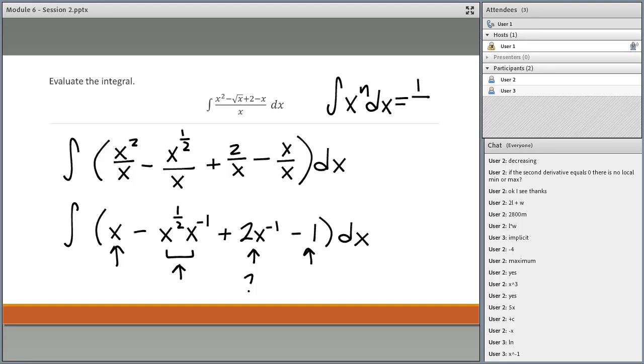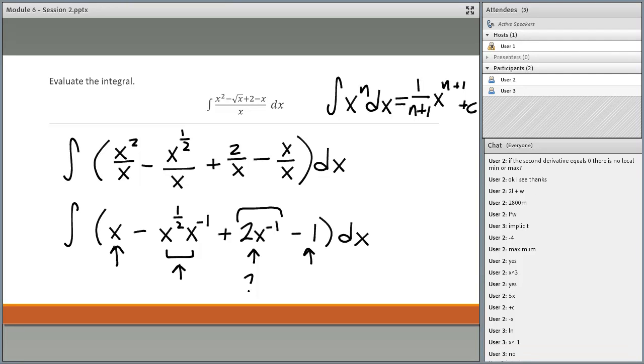Remember, the power rule says the integral of x to the n dx equals 1 over n plus 1, x to the n plus 1, and then plus that constant. But there was one case when we couldn't use the power rule. Very good, and this is that case. So if you write it that way, it's completely fine for that third term. You just might find that you accidentally use the power rule just out of habit, and what would happen is you'd end up with 2 over 0, x to the 0, and that doesn't work.